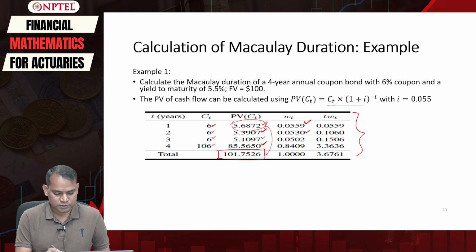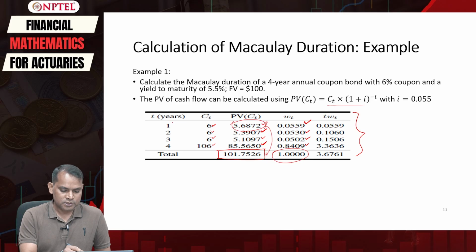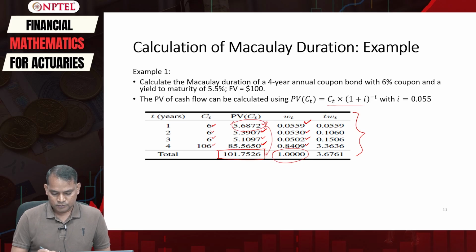In the same way, you can simply calculate this value as 5.3907 divided by 101.7526, which will be 0.0530. Similarly you can compute WT for the third year and fourth year, and the sum should be equal to 1. If we add these, it will be equal to 1. Now you have got WT and you also have T. In the formula, the Macaulay duration is simply the sum of T multiplied by WT, and therefore we compute T multiplied by WT.